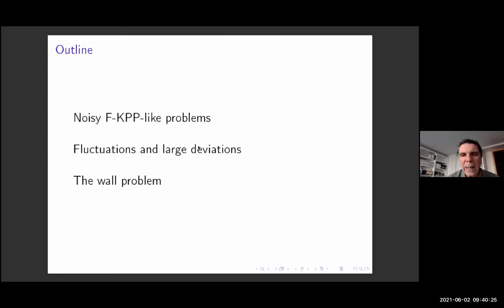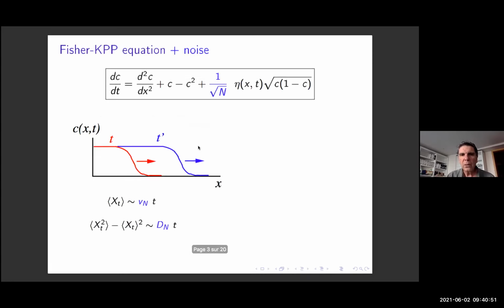I will discuss three aspects. One is in what kind of model you have behaviors like the noisy Fisher-KPP equation. Then I will discuss fluctuations and large deviations, and this is the work with Zanchi. And then I will mention the wall problem, where there is no noise, but which has a lot of similarity with the noisy equation. So as we have heard, this is a Fisher-KPP equation up to the 1/2 factor that is not present here. It's written here, with a white noise.